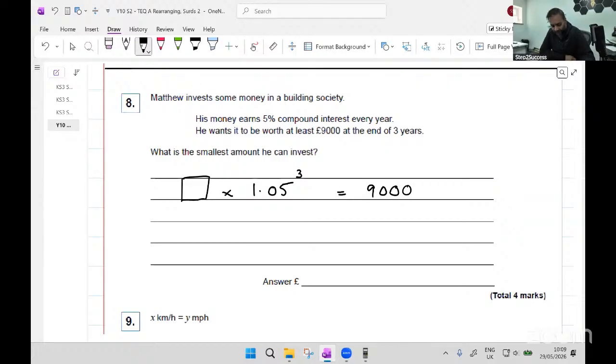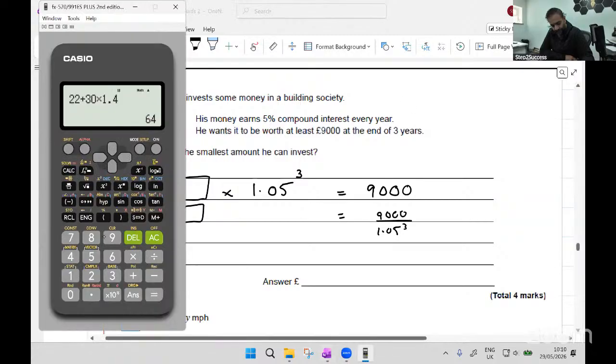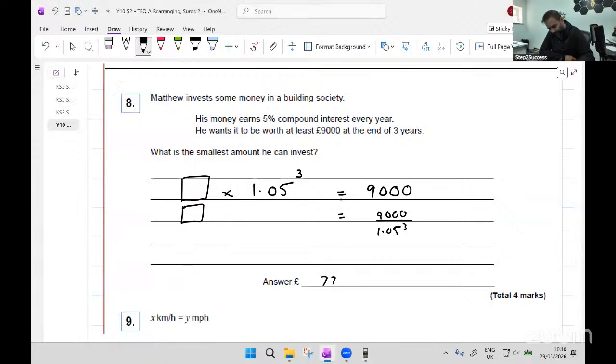Okay. So to figure out now what's in this box, which is the amount of money you needed to start with, you would divide this thing over. So you do 9,000 divided by 1.05 cubed. And if you do that, it will tell you how much money you needed to begin with, which is £7,774. I'll round it up. So if you put that much money in the bank account, get 5% every year for 3 years, it will then, after 3 years, be worth £9,000.